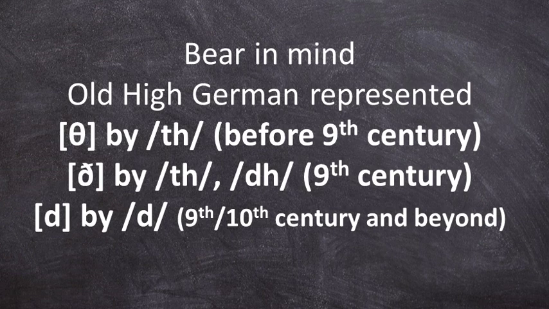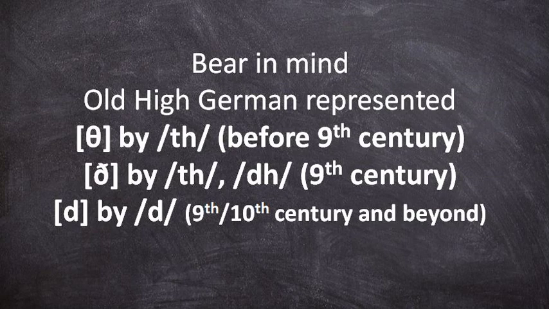But anyway, just to go on, should you see a th in a text from before the 9th century, then it's likely that th would be an unvoiced th sound, like English thin. But should you be reading something from the 9th century, the voiced th is represented by th there, as well as by dh to represent a voiced th, as in then in English. And finally, d is represented by d.